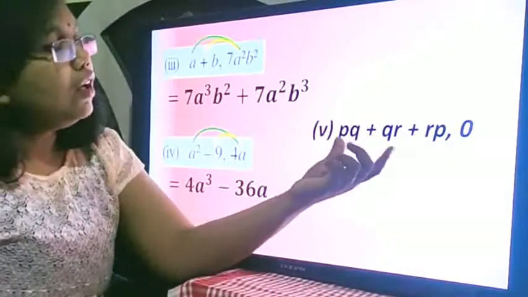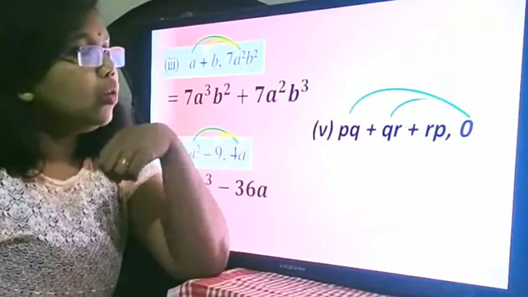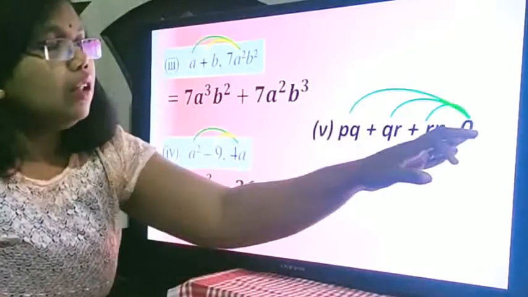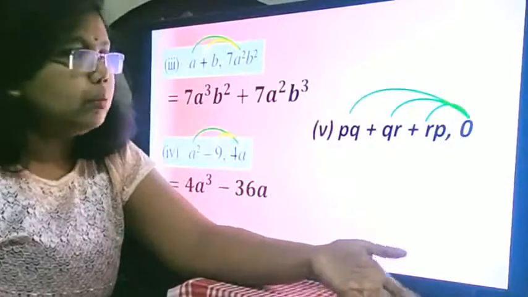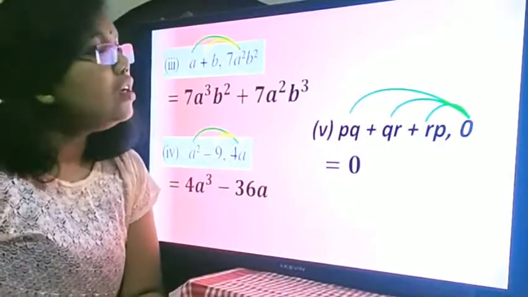Now here we have pq plus qr plus rp multiplied with 0. Each one multiplies with 0. Anything that multiplies with 0, the final answer is going to be 0. So 0 plus 0 plus 0 gives us 0. The final answer is 0.